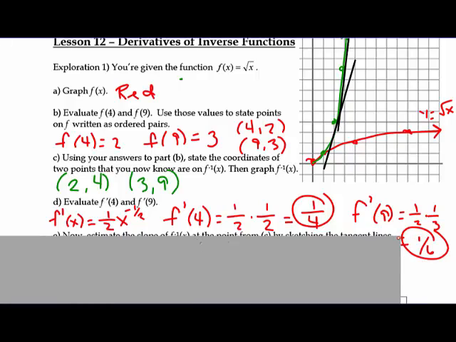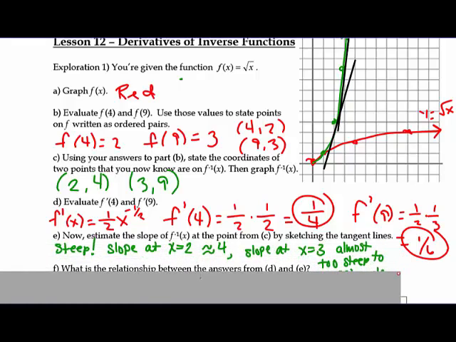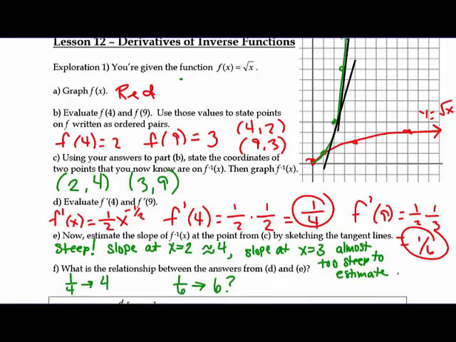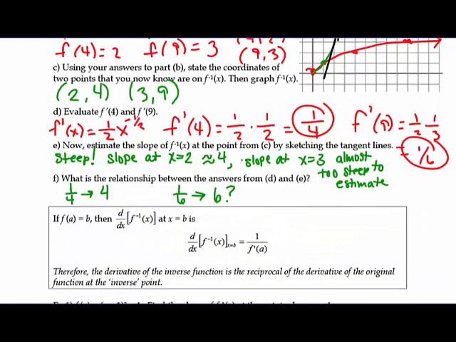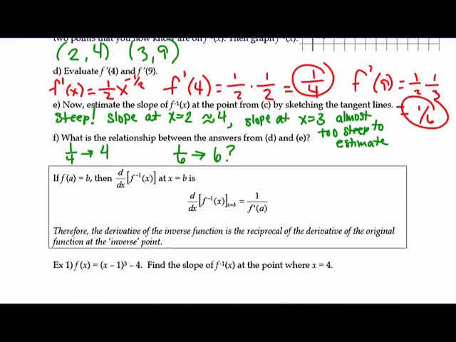And then it said use that graph up here, estimate the slope of f inverse at the point by sketching the tangent lines. So I sketched f inverse. I sketched in these black tangent lines, and I realized, wow, those are pretty steep. The slope at 2 is kind of close to 4, and the slope at 3 is almost too steep to estimate. But thinking about what f asked, what's the relationship? Well, I got 1/4 here and then 4 there. I got 1/6 here. What if I were to get 6 there if I really tried to estimate it? Well, in fact, that's exactly what happens.